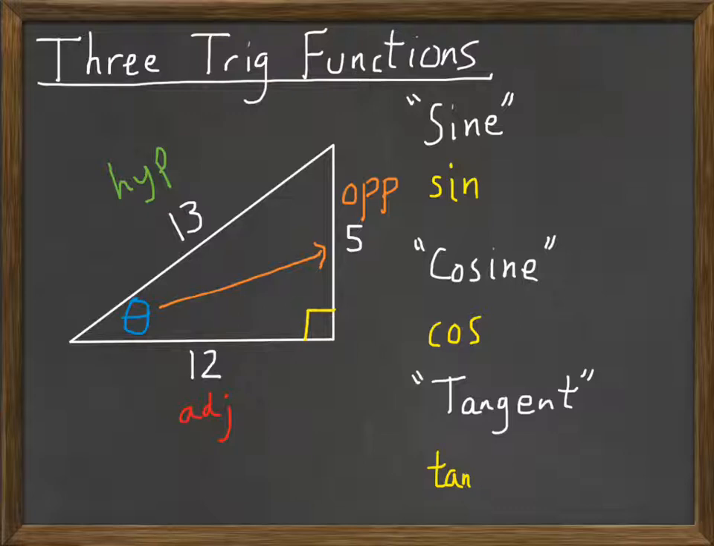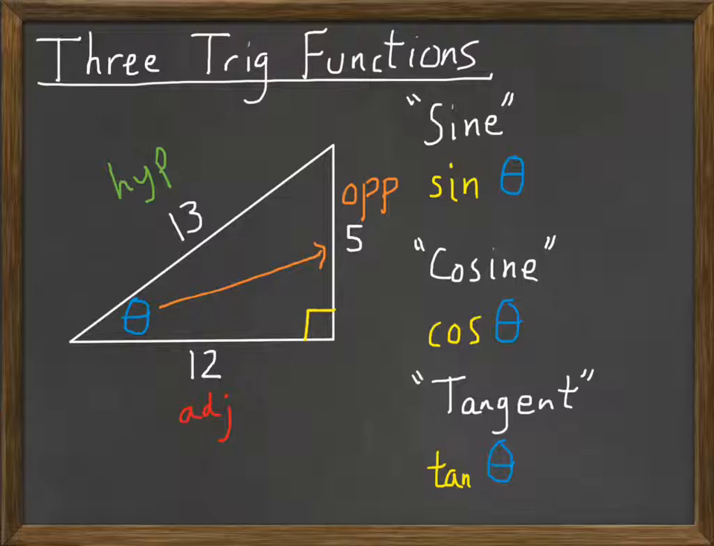However, you still say the entire name. You don't say it as sin, you say it as sine. And you don't say cos, you say cosine. Okay? After each of these trig functions, we write the angle. So here I'll write the angle theta.